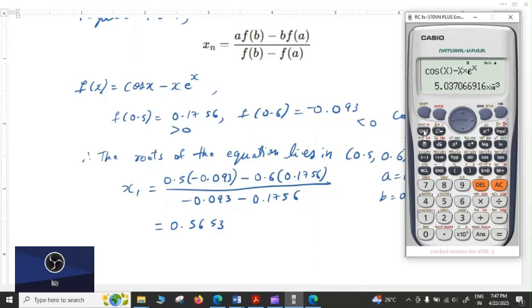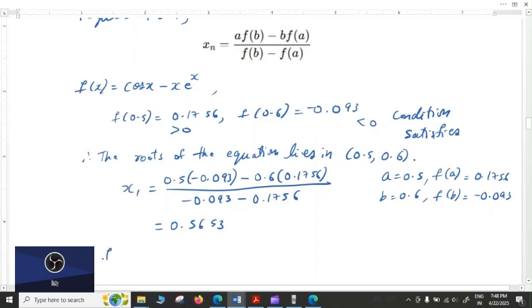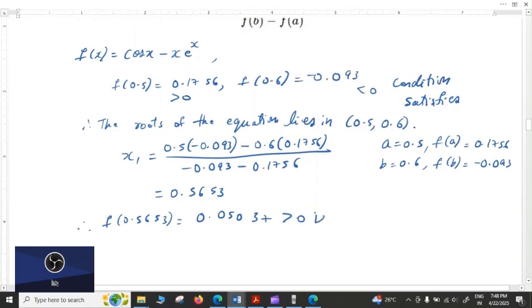Again, when you put it in the calculator, now which is closer, students, we'll write down here. Therefore, f of 0.5653 we get 0.05037, which is again a positive value, and therefore let us take f of 0.6 is equal to minus 0.093, which is a negative value. Again, the condition satisfies, students. Let us take this as now a, b, this is f of a, and this is f of b.